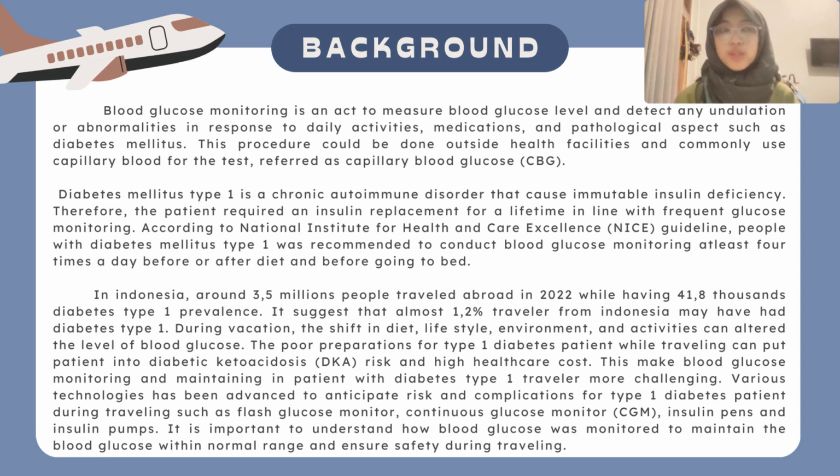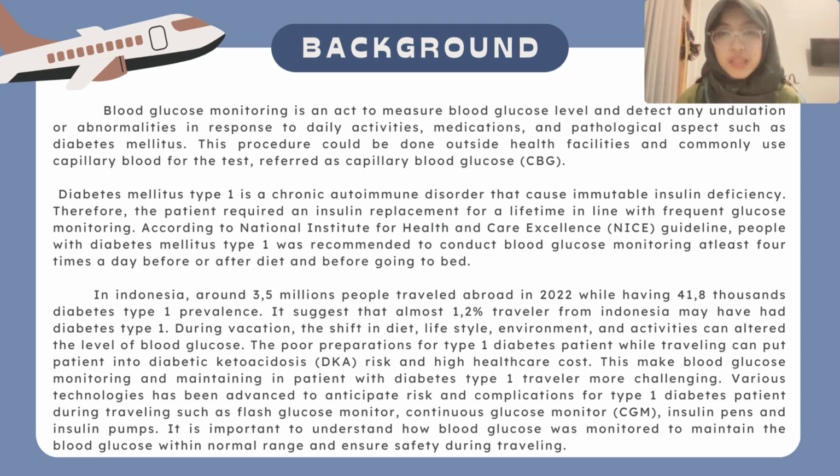Diabetes mellitus is divided into two types, and type 1 is a chronic autoimmune disorder that causes immutable insulin deficiency. Therefore, the patients have to get insulin replacement for a lifetime in line with frequent glucose monitoring. In Indonesia, around 3.5 million people have traveled abroad, and 41.8 thousand was the diabetes type 1 prevalence. So it suggests that almost 1.2% of travelers from Indonesia may have had diabetes type 1.